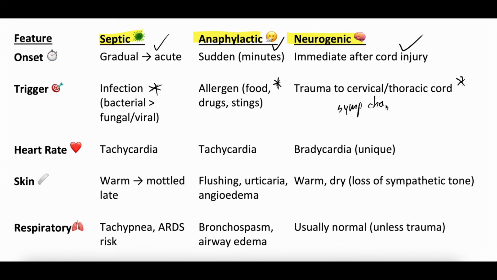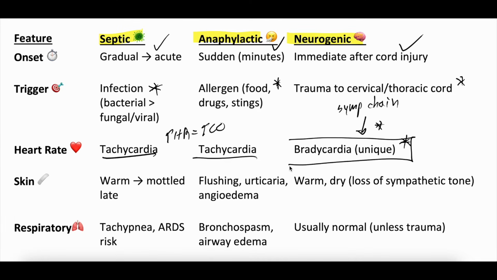Okay. In septic and anaphylactic shock, your heart rate is tachycardic because you're trying to increase heart rate to increase that cardiac output. In neurogenic shock, you are bradycardic because you don't have that sympathetic drive because you've injured that sympathetic chain. So that's one of the big differences here: in neurogenic shock, you are bradycardic, whereas in septic and anaphylactic shock, you're tachycardic.